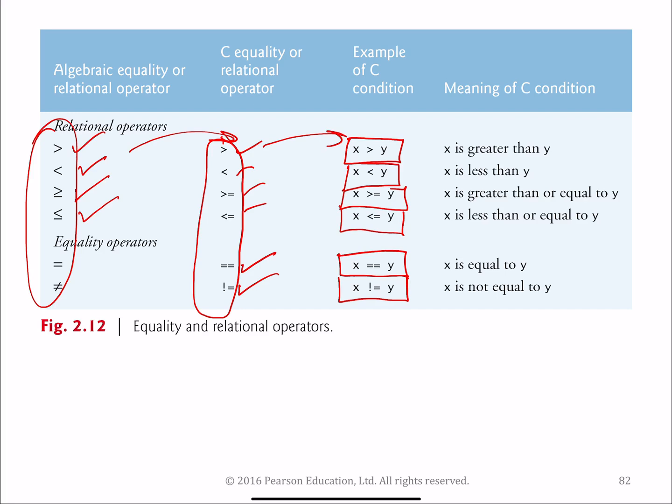Now, notice that for the equal to relational operator, we're not using a single equal sign. We're using two equal signs over here. Why is that? Because a single equal sign is not a relational operator. That is an assignment operator, meaning that when you put a single equal sign over here, it will not evaluate whether x is equal to y. Instead, it will assign the value of y to variable x. And that's not what we're trying to do over here.